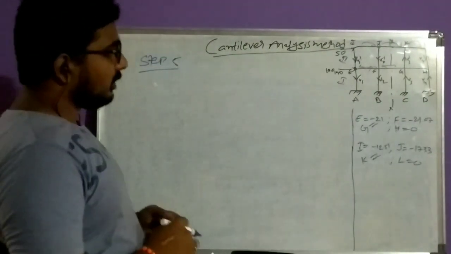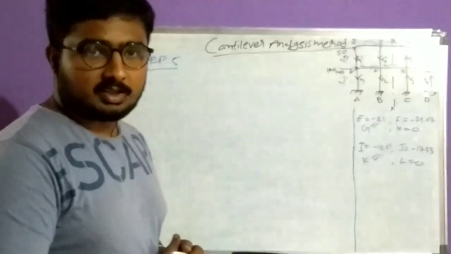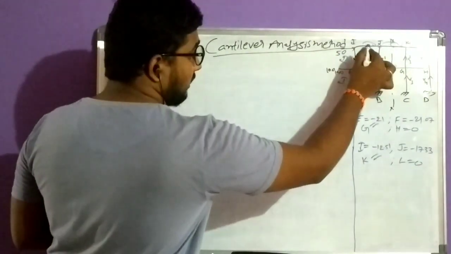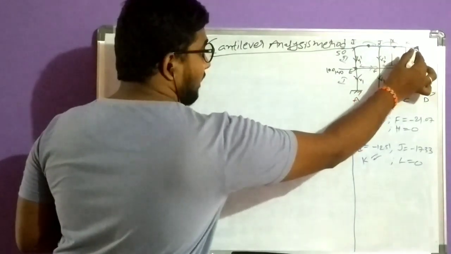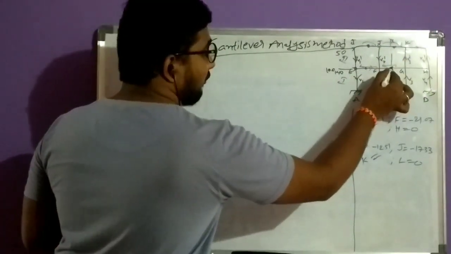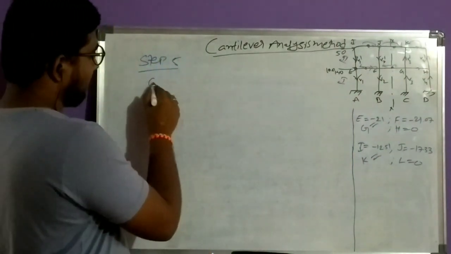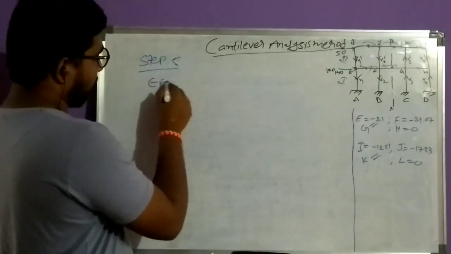Step 5. So we know that we get all the shear values, and from the assumption, we are going to calculate the bending moment at the midpoints of the beams according to assumption 1. So we know the shear values. First we will take the beam EF.